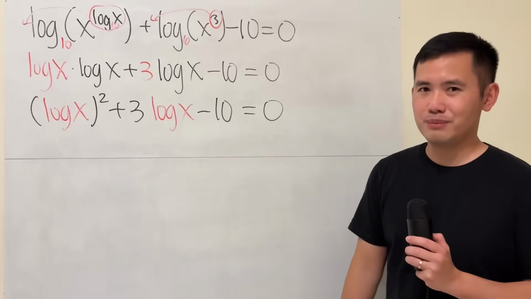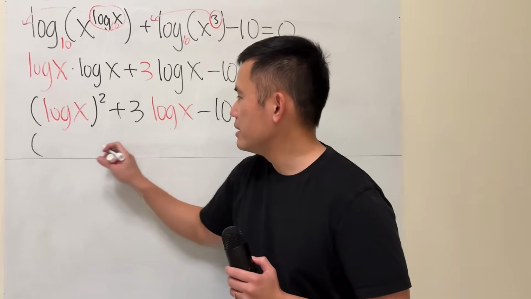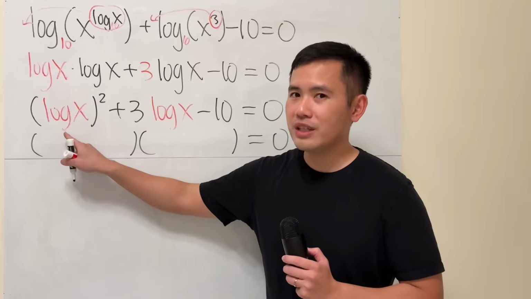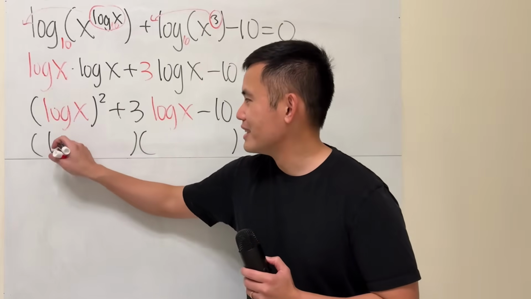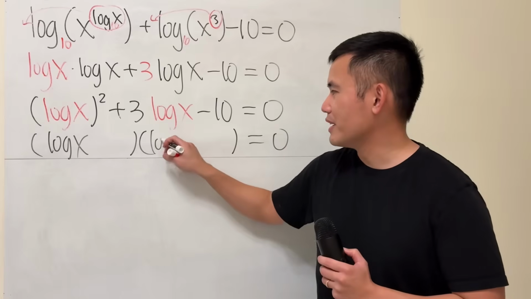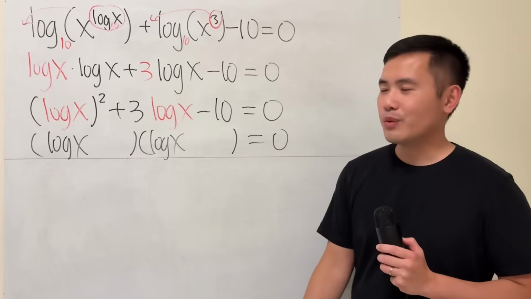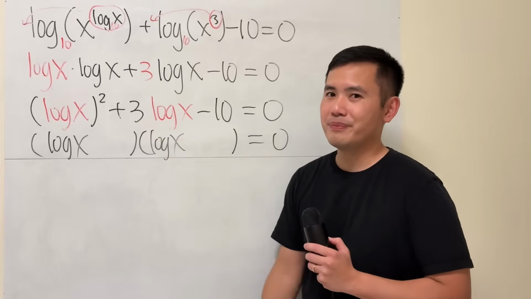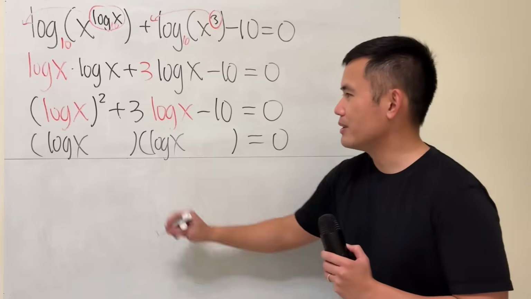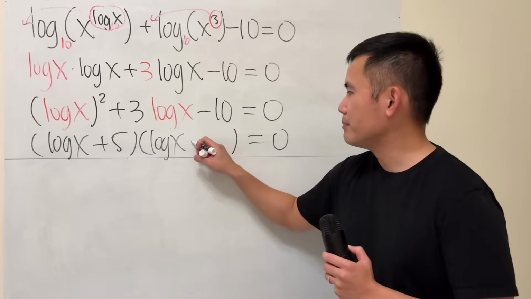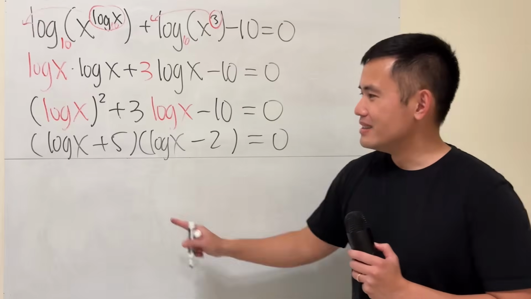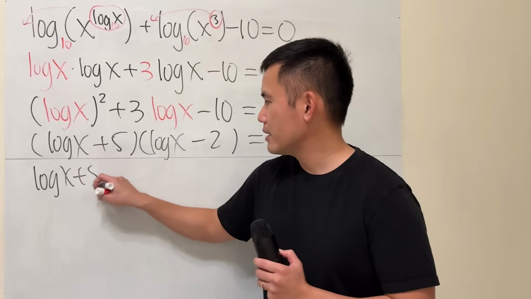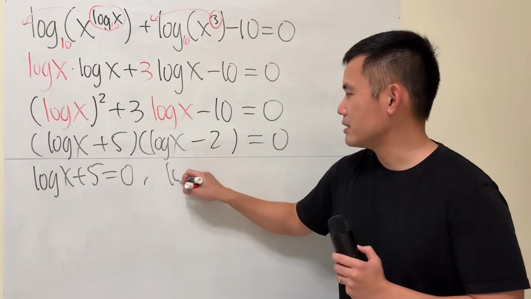Can we factor this? Yes. All we need is the following. Okay, what times what gives us log of x squared? Of course, log of x times log of x. What times what gives us negative 10, and together they add up to positive 3? Well, 5 and negative 2. So plus 5 here, and then minus 2 here. Now, we know that this has to be 0, or that has to be 0.